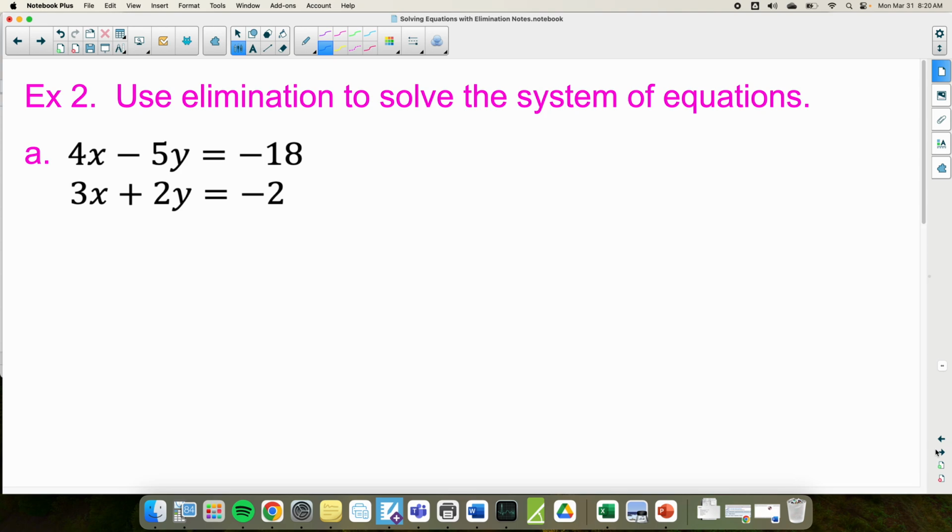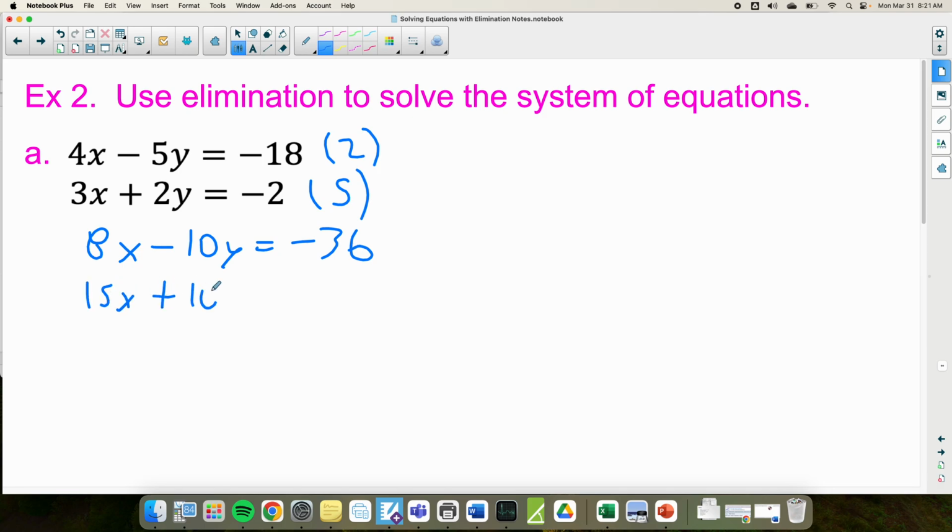Alright, so here, none of these are the same, so we're going to have to find two numbers that are the same. So an easy way to do this is just by multiplying two of the numbers together. So here, we can multiply this equation by 5, and this equation by 2. And you don't have to multiply by a negative because this is already a negative. So if we multiply this equation by 2, we get 8x minus 10y equals negative 36. And if we multiply this equation by 5, we have 15x plus 10y equals negative 10.